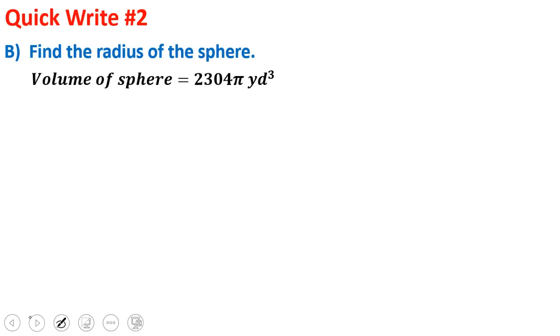Ladies and gentlemen, your quick write number 2. And yes, we do have a third video tonight, so please don't think we're done. Come back for video number 3. Your quick write is to find the radius for a sphere that has a volume of 2,304 pi yards cubed. Get another quick break and come back and see me for video 3.